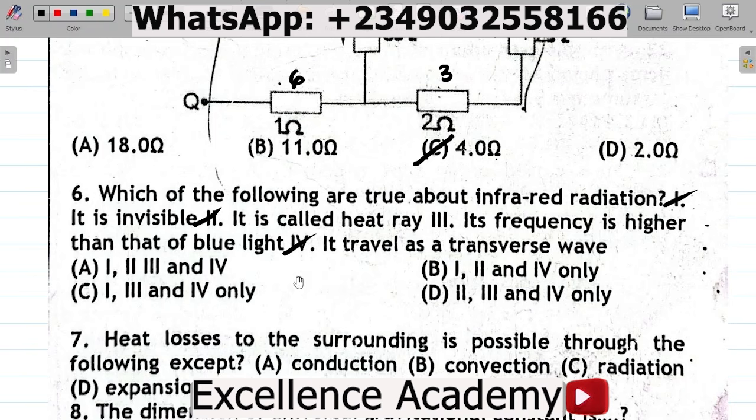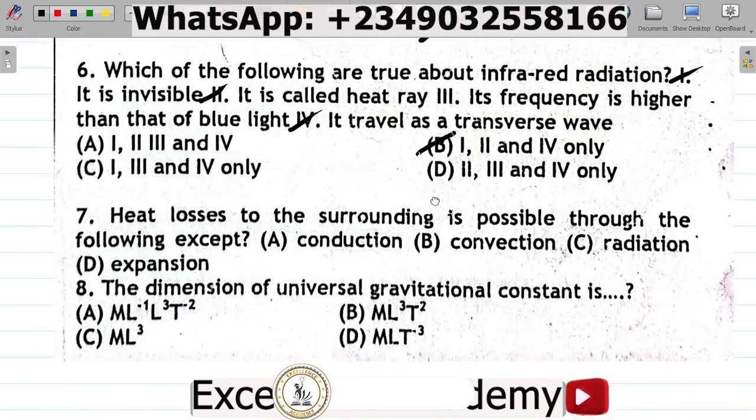So which option is I, II, and IV? That's B. The correct answer here is B, I, II, and IV only.